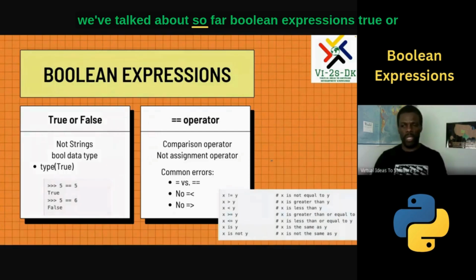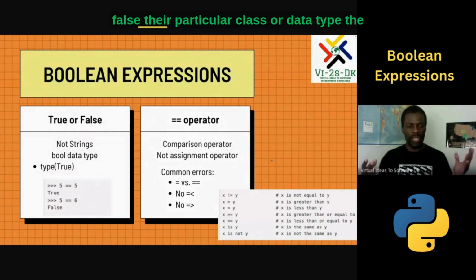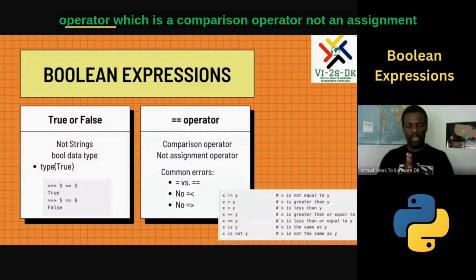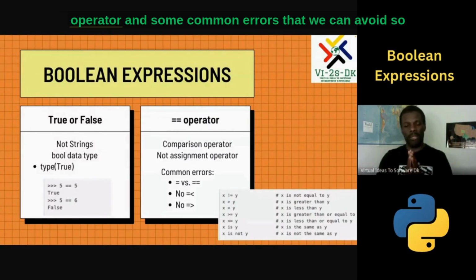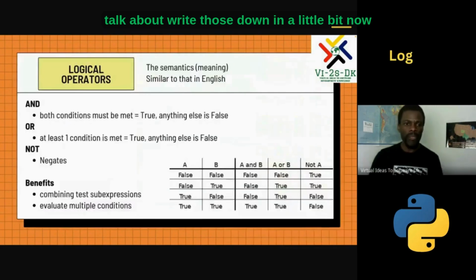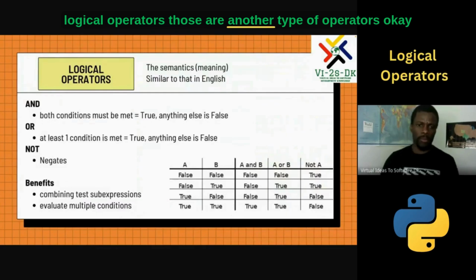So a few things we've talked about so far: Boolean expressions, true or false, the particular class or data type, the operator, which is a comparison operator, not an assignment operator, and some common errors that we can avoid. So we'll write those down in a little bit. Now, logical operators, those are another type of operators, okay?